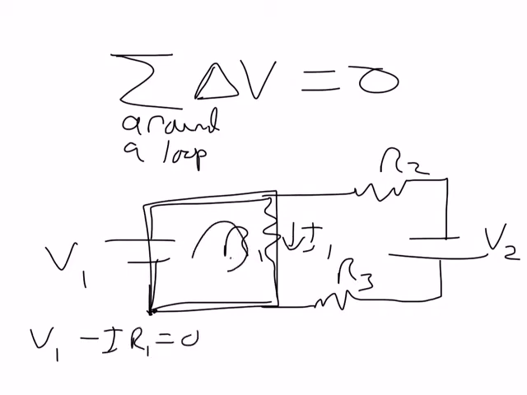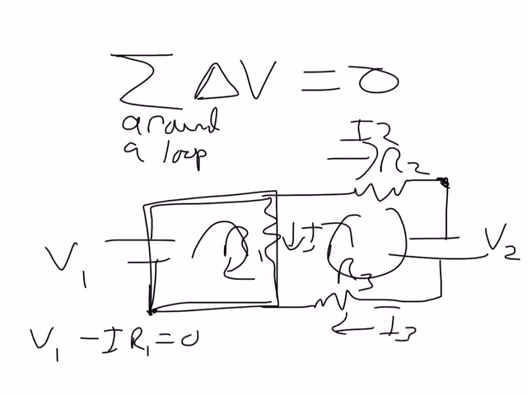Well, I got other loops I can do, though, right? I can do a loop around here. I'm going to start here maybe and just do a loop this way. I'm going to call that I2 and I3, just guessing. So starting, I got V2 minus I3 R3. And then going up, nothing interesting happens over there. And then I2 R2 equals 0.